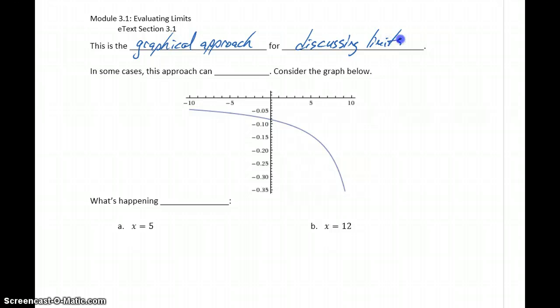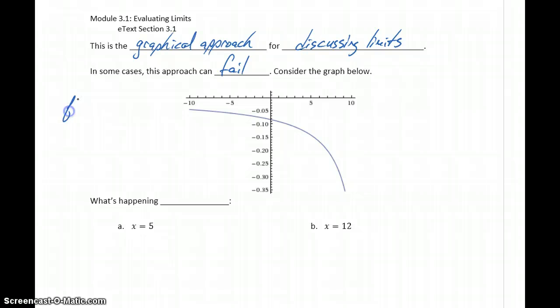Or since, again, we haven't really defined what limits are, we're not using any formal notation, it's more the graphical approach for discussing the behavior of the graph. After we look at some different examples, we'll start talking about how we formalize this and what limits actually mean. So the graphical approach works really well because you can look at a graph and observe what's happening, but in some cases, this approach can fail.